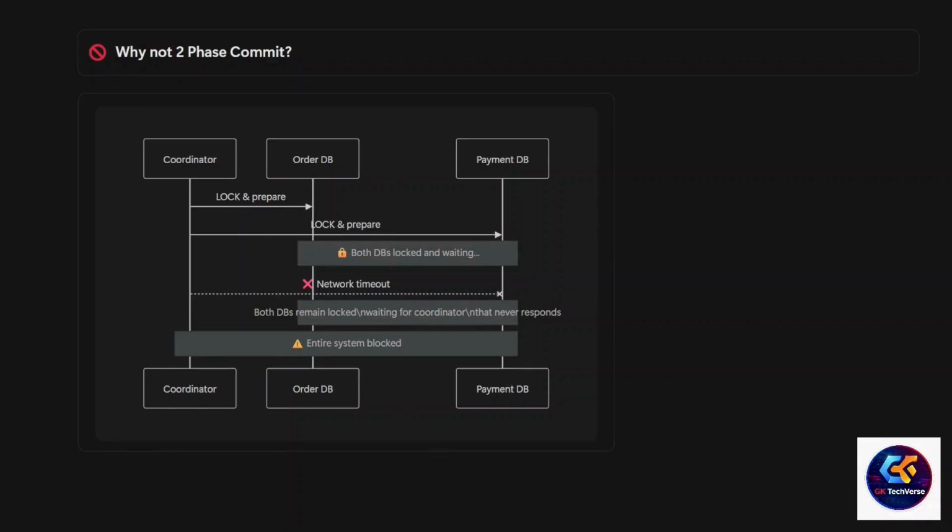But now imagine something goes wrong. The coordinator sends the first request and suddenly the network stops responding. Now both databases are sitting there, locked, waiting for a coordinator that never responds. No new orders, no new payments. Everything starts slowing down. One slow service can block the entire business flow. That's why modern microservice systems rarely use two-phase commit.